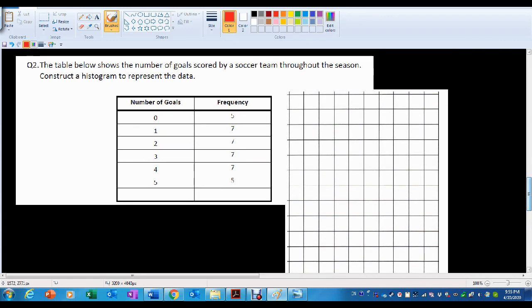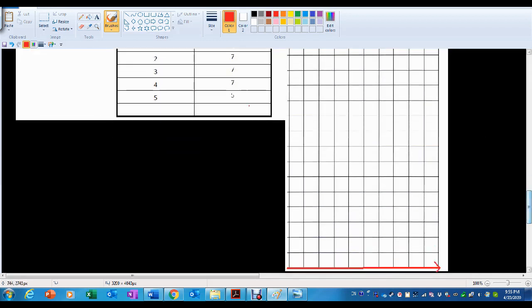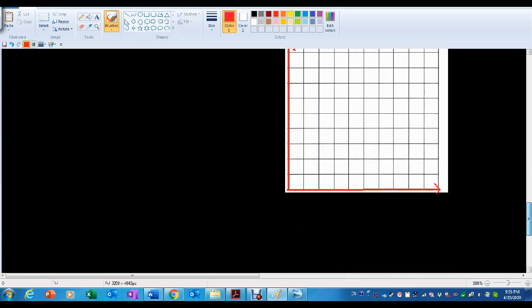For the frequency, the highest number is 7. The highest frequency is 7. So for the vertical axis, you only extend it to 7 units. I think that will do it. So that's frequency, and that's number of goals.